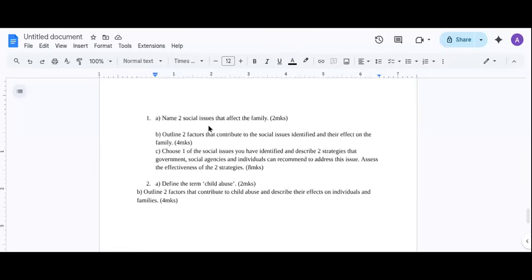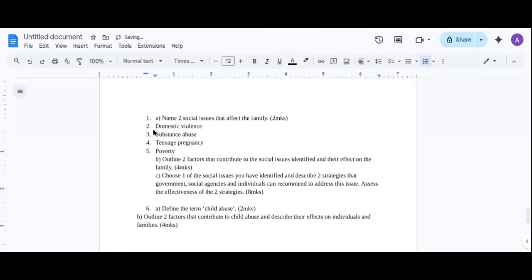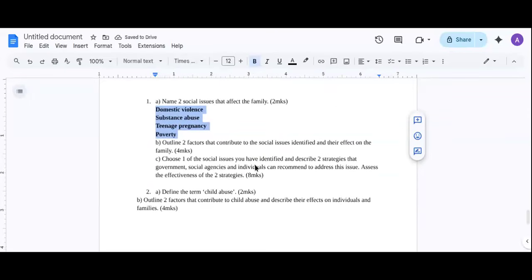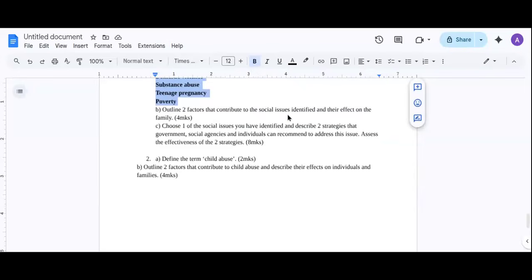So we have all those things that you all would have mentioned. So I just had 4 here: domestic violence, substance abuse, teenage pregnancy, and poverty. Outline 2 factors that contribute to the social issues identified and their effect on the family. So you will receive 1 mark for each thing that they are asking. So outline 2 factors, that's 2 marks. And their effect on the family, that's another 2 marks.